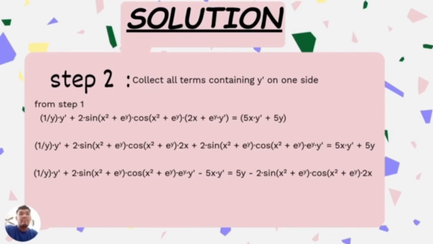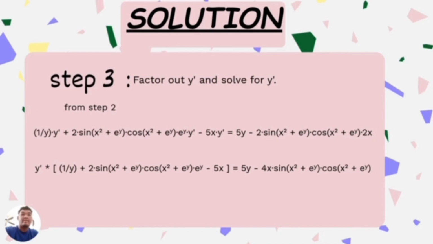The second step is collecting all terms containing y prime on one side. So any term that contains y prime, we will move to the left, while terms with no y prime will be left on the right. So this is the equation after we collect all the terms of y prime on one side. The next step is we need to factor out y prime to solve for y prime. So this is the equation after we factorize the y prime.